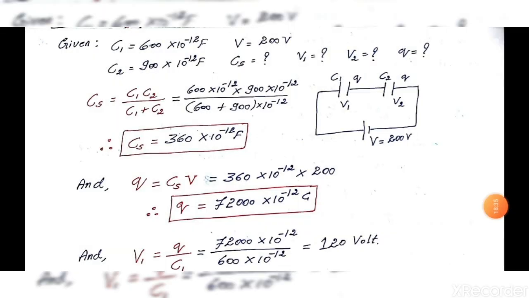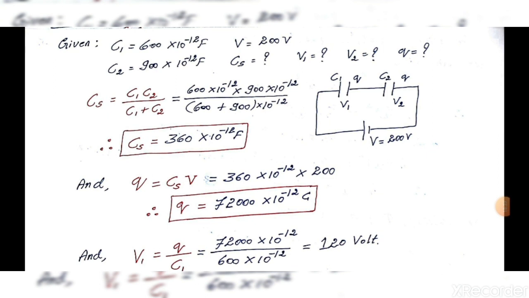The next one, problem 7. Two capacitors of capacitance 600 and 900 picofarad are connected in series to a 200 volt supply. We have to find the effective capacitance, the potential difference across each capacitor, and the total charge stored in the system. So the two capacitors are in series combination only. We have to find the effective capacitance, potential difference, and the total charge. So this is the given thing.